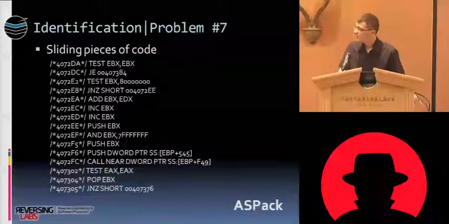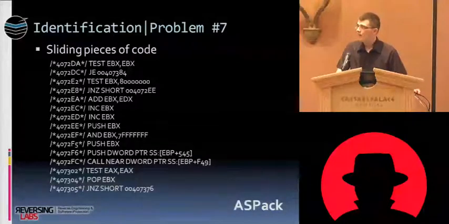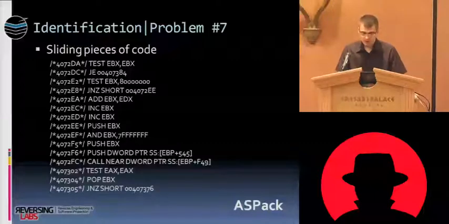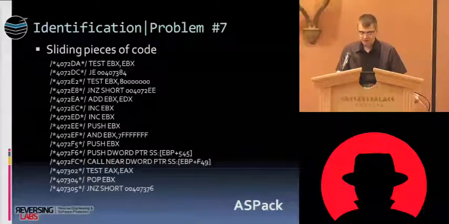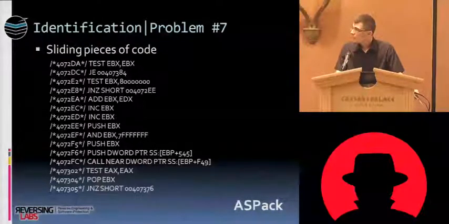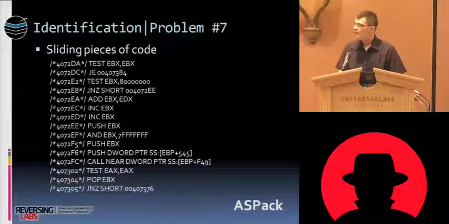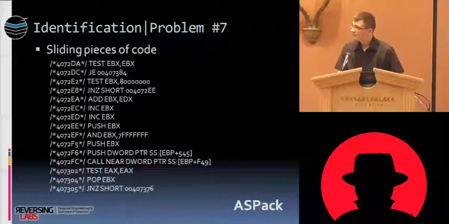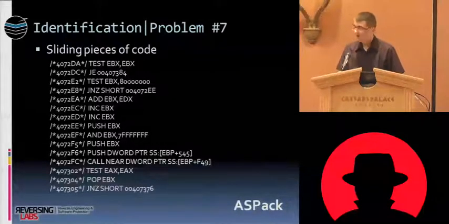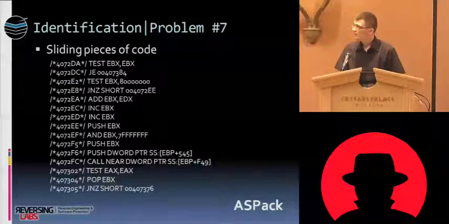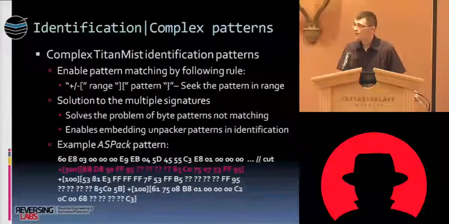Now the last problem we saw is the problem of sliding pieces of code. This is a code which can be located anywhere inside the code, and this is ASPack, and that particular piece of code does import reconstruction, so that's a call to GetProcAddress somewhere in there. So what we said, okay, there are different versions of ASPack, and this is never at the static location. So if we have a static signature which is long enough to identify ASPack, why not have another signature inside it which validates that our unpacker will actually work?